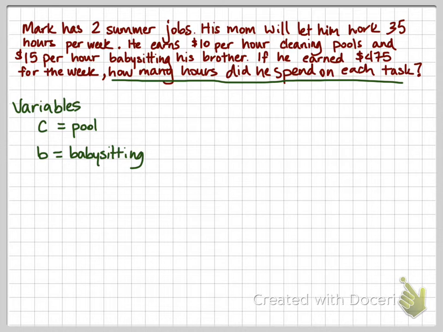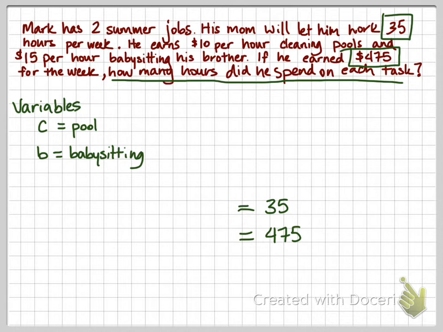Then looking at this word problem, now we need to know, what information do they give us? They give us that he works 35 hours total, and they give us that he earned 475. So this 35 isn't going to be multiplied by either of these variables, and neither is this 475. So chances are those are going to be the ones we put on the other side of the equal sign. So let's go ahead and set that up. This is our first equation. This is our second equation. One of them is going to get 35, and one of them is going to get 475. Okay, so we're part of the way there.